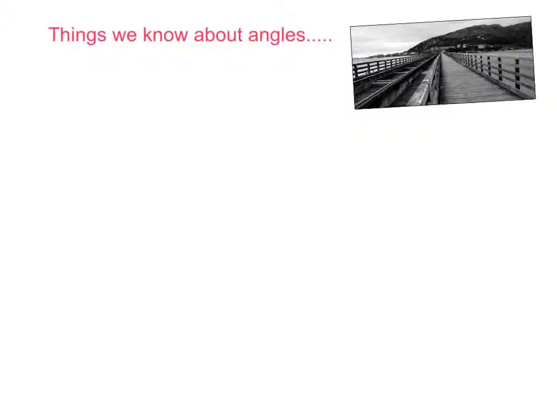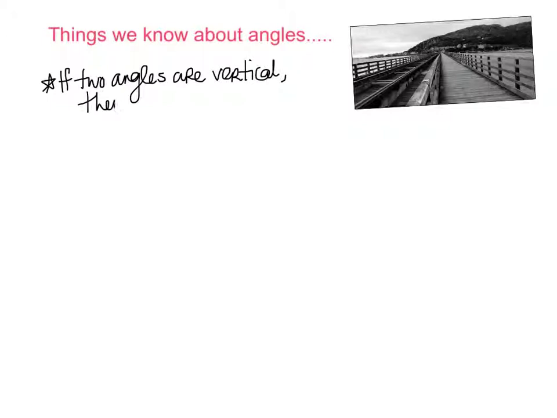Okay, so now we're going to transition. Now that we know what conditional statements are, we're going to write up all of the conditional statements that we know about angles. These are the facts about angles. So if I see this, then I know that. The very first one you learned about this year has to do with vertical angles, and it goes something like this. If two angles are vertical, then they are congruent.